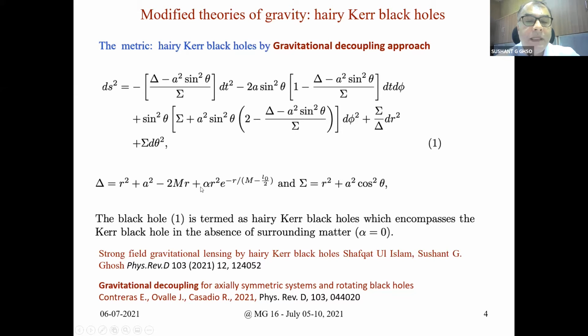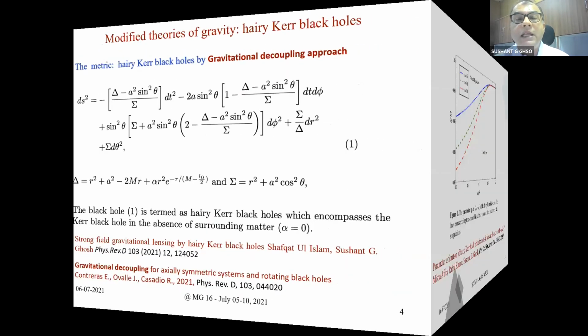Alpha is the coupling parameter, and this term may arise because of surrounding dark matter. That is what they said, and it could also be a solution of an appropriately modified gravity, which they have not investigated. So this is a modification of the Kerr black hole, and the Kerr black hole is encompassed as a special case in this. So we are interested in using this to put constraints from the Event Horizon Telescope.